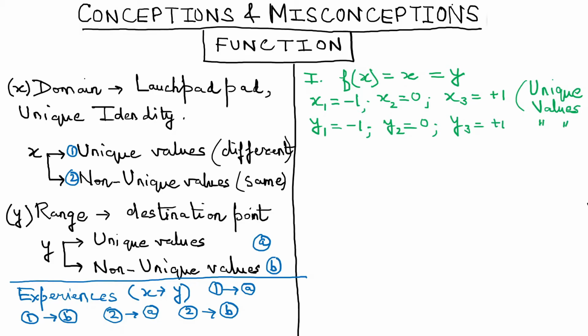So this case boils down to which case? This is one-to-one, wherein you have unique domain values and unique range values, and we call this a 1-to-1 function.